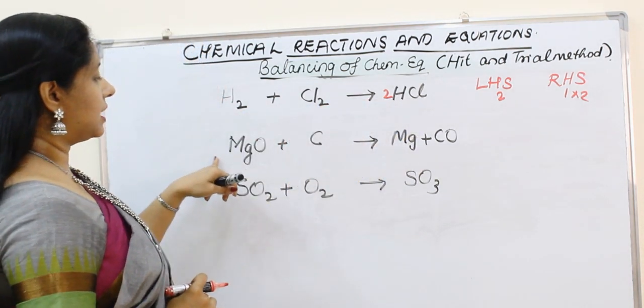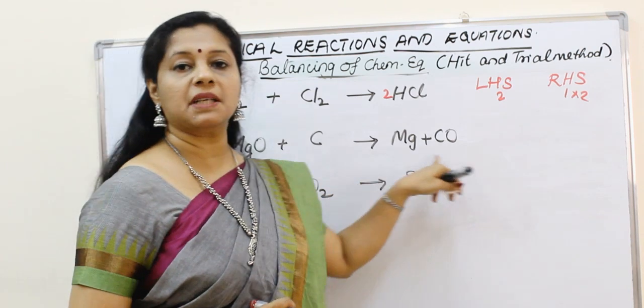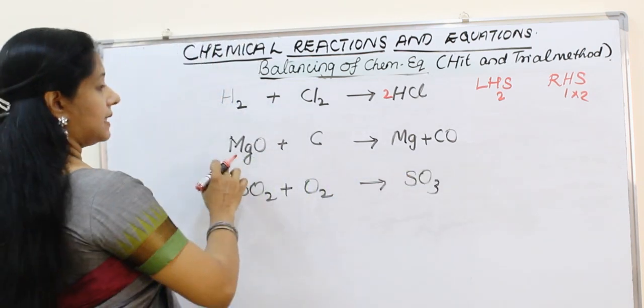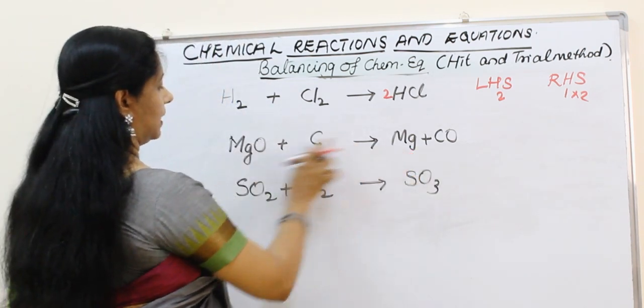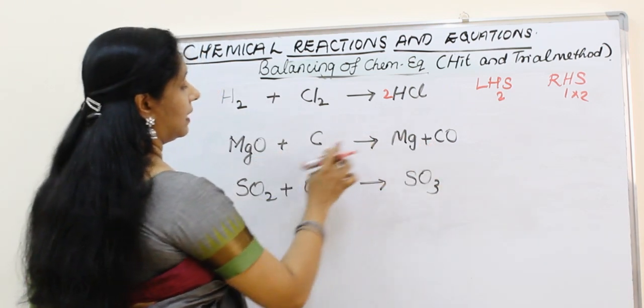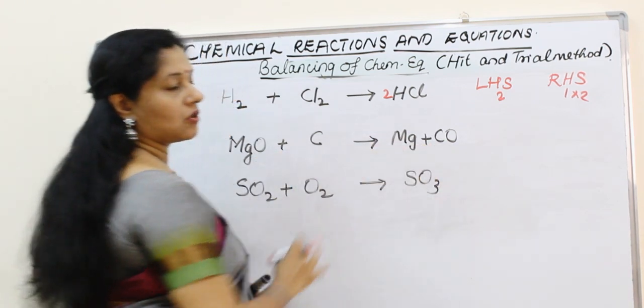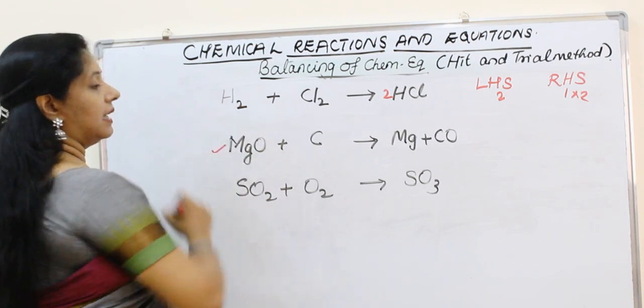The same way, magnesium oxide plus carbon monoxide. So let us see, magnesium 1 here, here also 1. Oxygen 1 here, here also 1. Carbon 1 LHS, RHS also 1. So it is an already balanced equation.